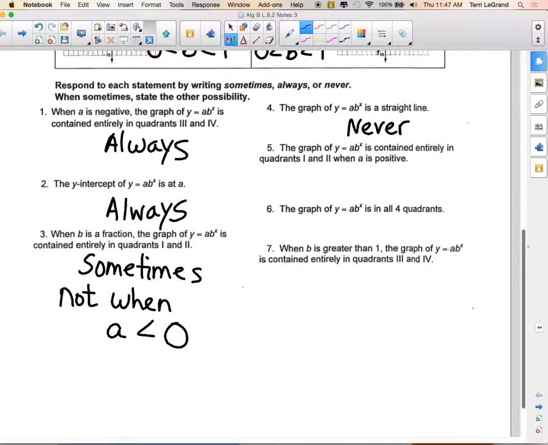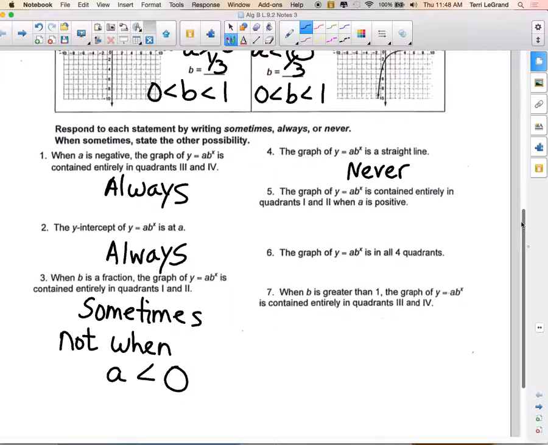So if b was 1, then we'd end up with 1 to a power, and that's always going to be 1, and 1 times our a value will be, we can't have an exponential function then. Okay, 5. The graph of y equals ab to the x power is contained entirely in quadrants 1 and 2 when a is positive. Always.